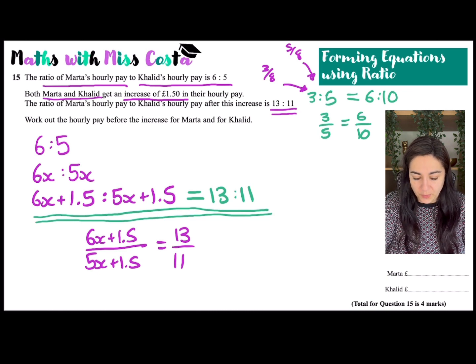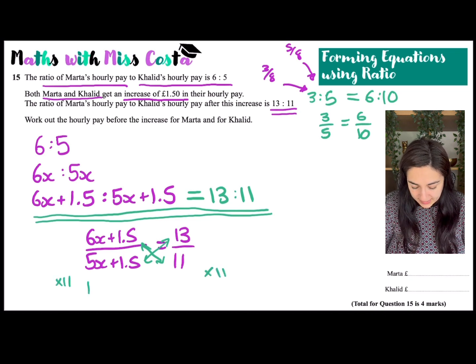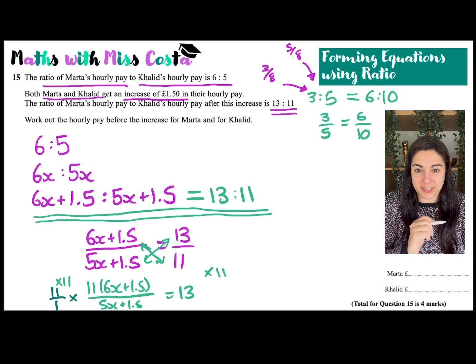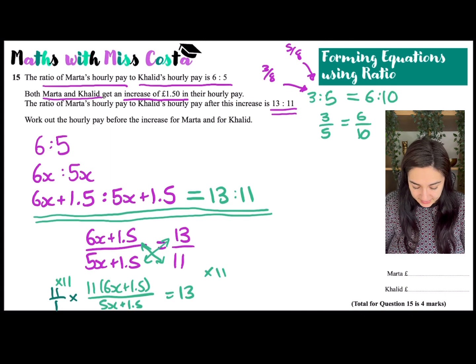So what could I do? Well, if you know the shortcut way, you're just going to cross multiply, but if you don't, I'm going to show you why. Because we don't want a denominator, we want to solve for x, we're going to multiply both sides by 11. So that would be 11 times (6x plus 1.5) over 5x plus 1.5 equals 13. The reason I only multiply the numerator by 11 is that I'm multiplying by 11 over 1, and when you multiply fractions you multiply the numerators by each other and the denominators by each other. That's just a quick reminder as to why.